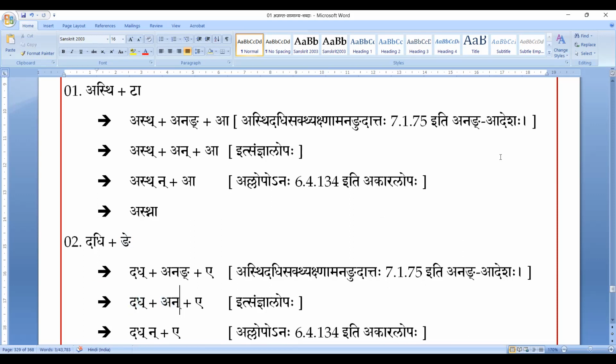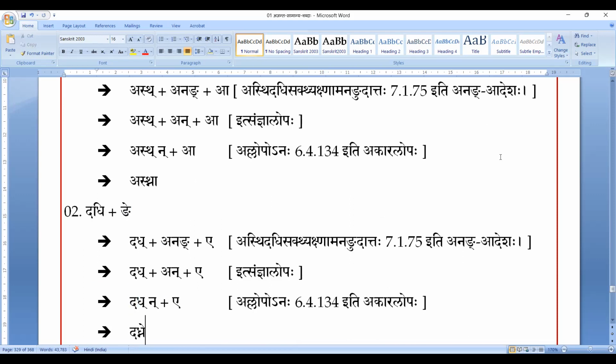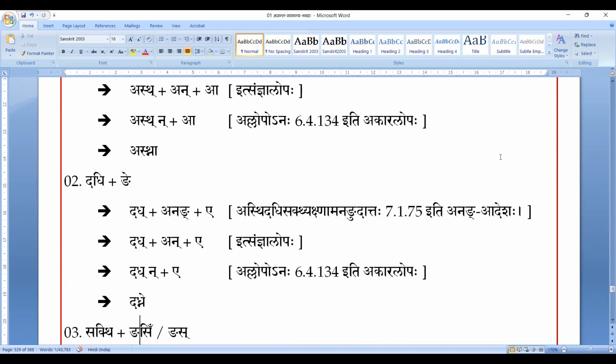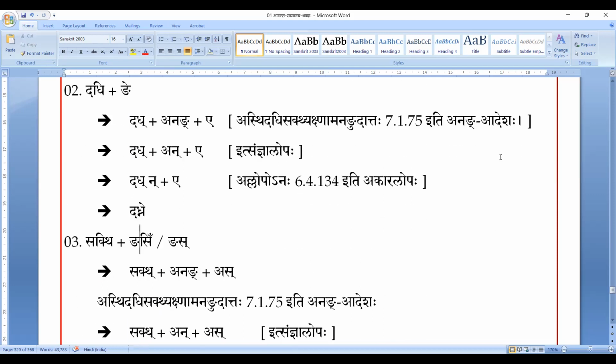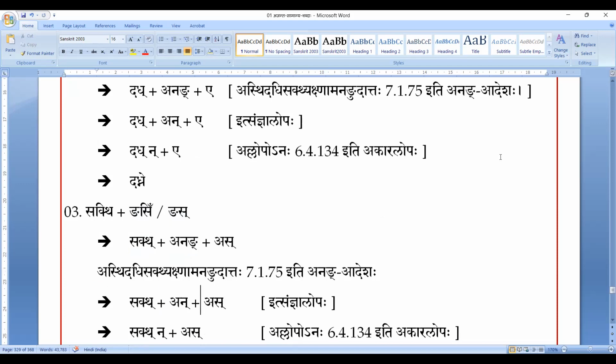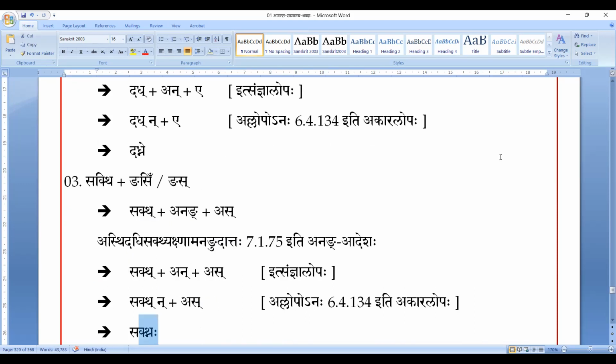Basanya. Therefore Allopanaha will apply. Akarasya Lopaha. Therefore you get Dadne. Similarly, Dadna, Dadne, Dadnaha, etc. All the forms. Then the next, Sakti. Sakti plus Panchami or Shashti. The Nikarasya Sthane Anangadesha, therefore you will have Saktan plus As. Allopanaha will apply, you get Saknaha. So therefore these forms are different from Bari.